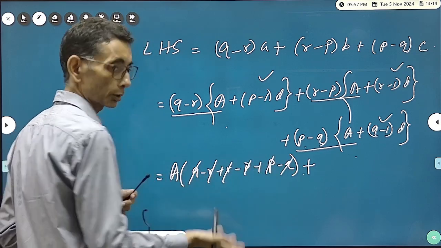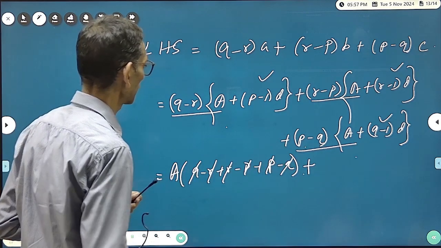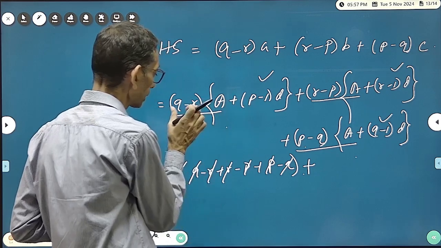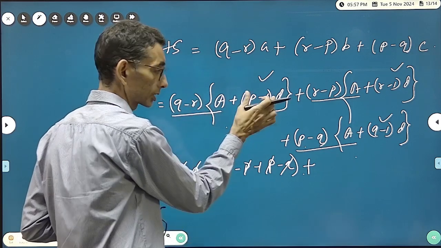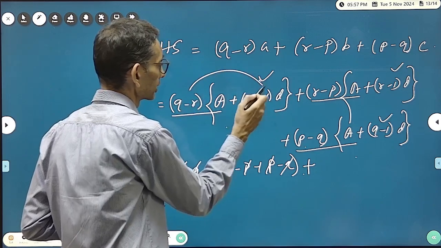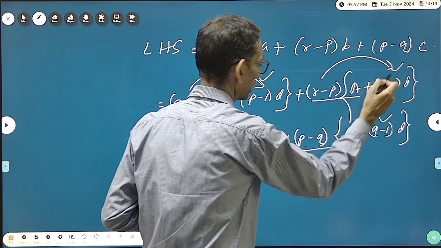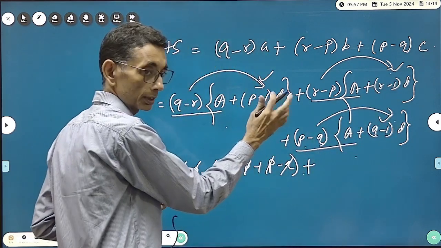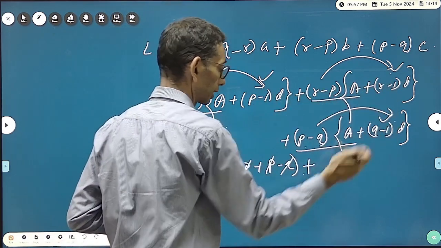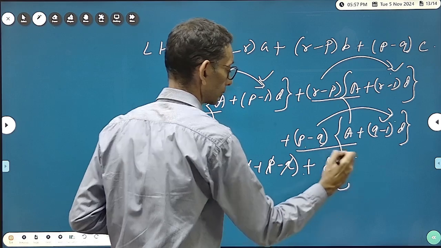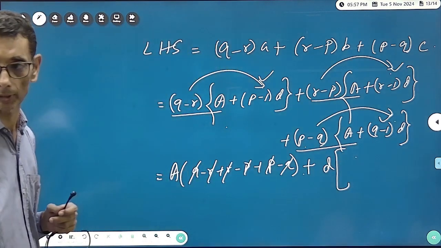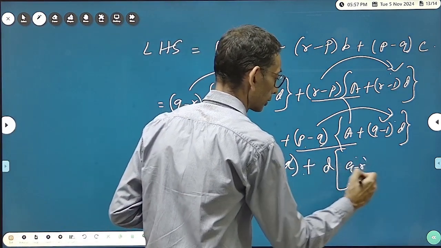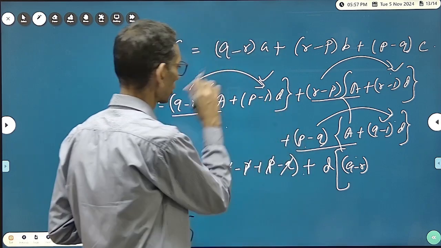So 0 into A. Now the second term: Q minus R is multiplied with this and this also. If you multiply Q minus R, P minus 1 into D, D is common here, here, and here. So by D common, what will be left out? Q minus R over P minus 1.